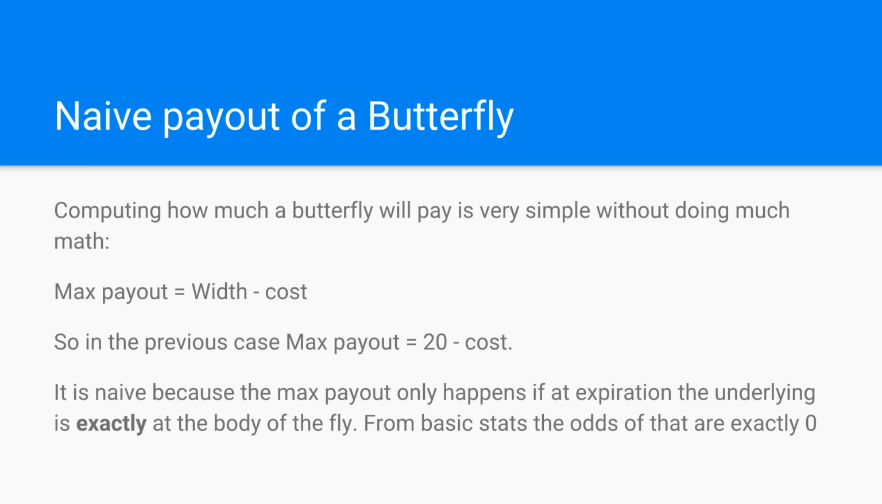The other reason it is impossible to get is that you have to hold the fly until it expires, and that's very difficult to do. Butterflies are one of those positions that you will not want to hold until expiration, and we'll see later why. So that's how you compute the max payout of a butterfly.